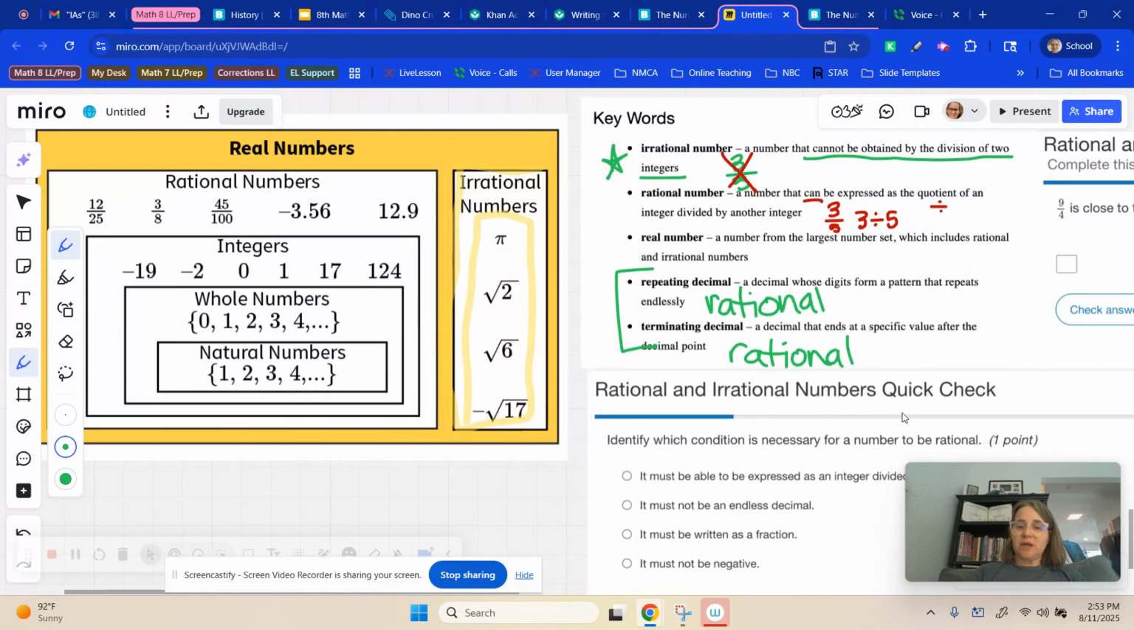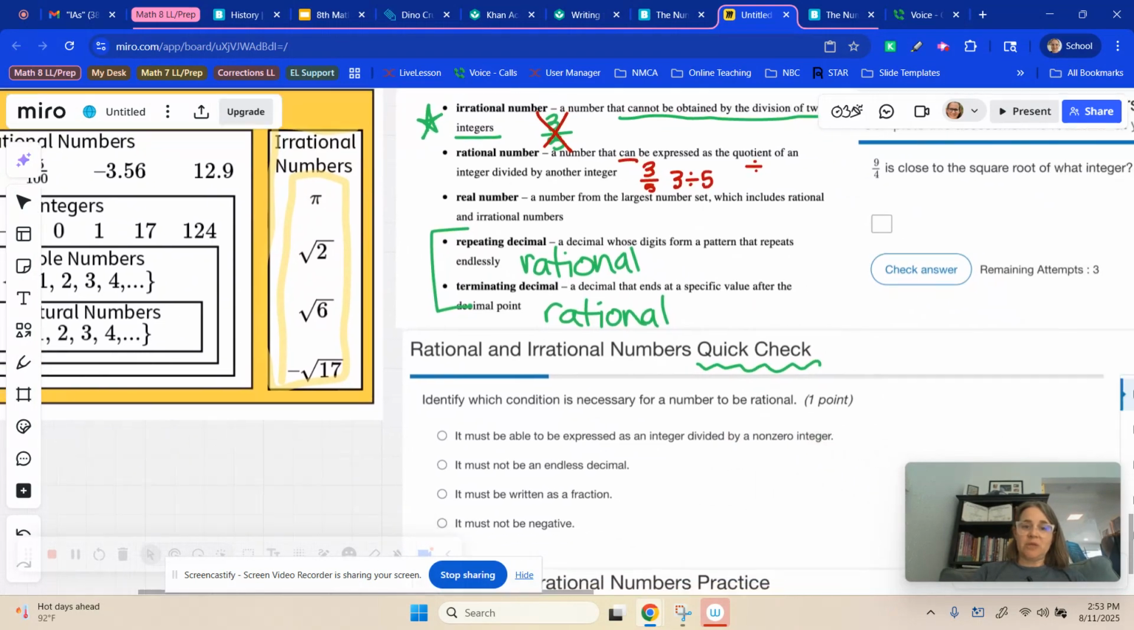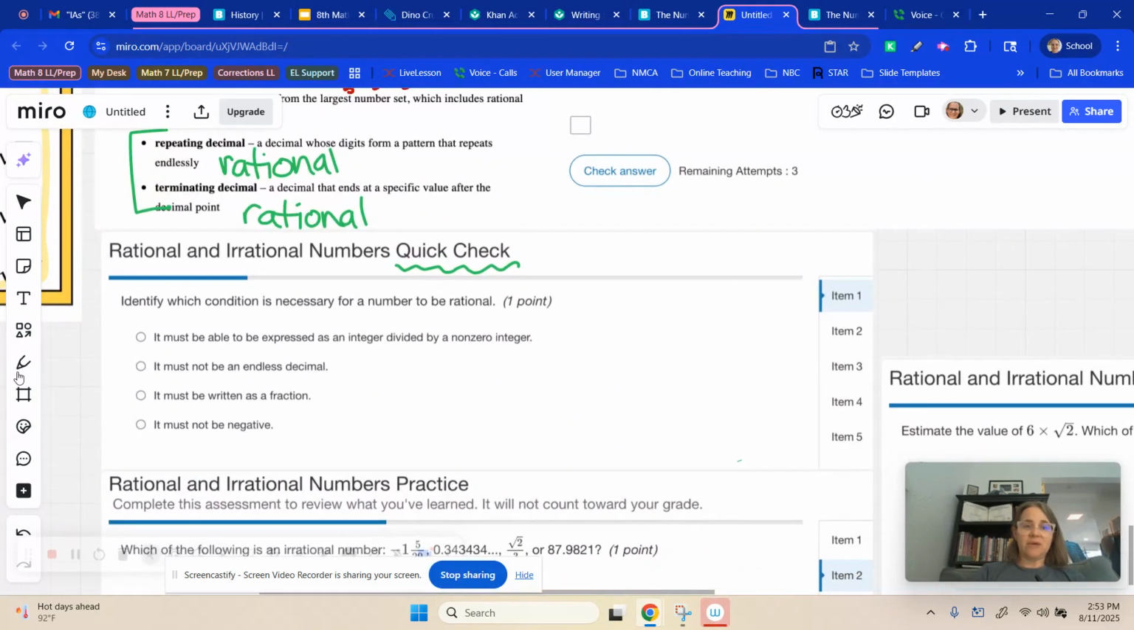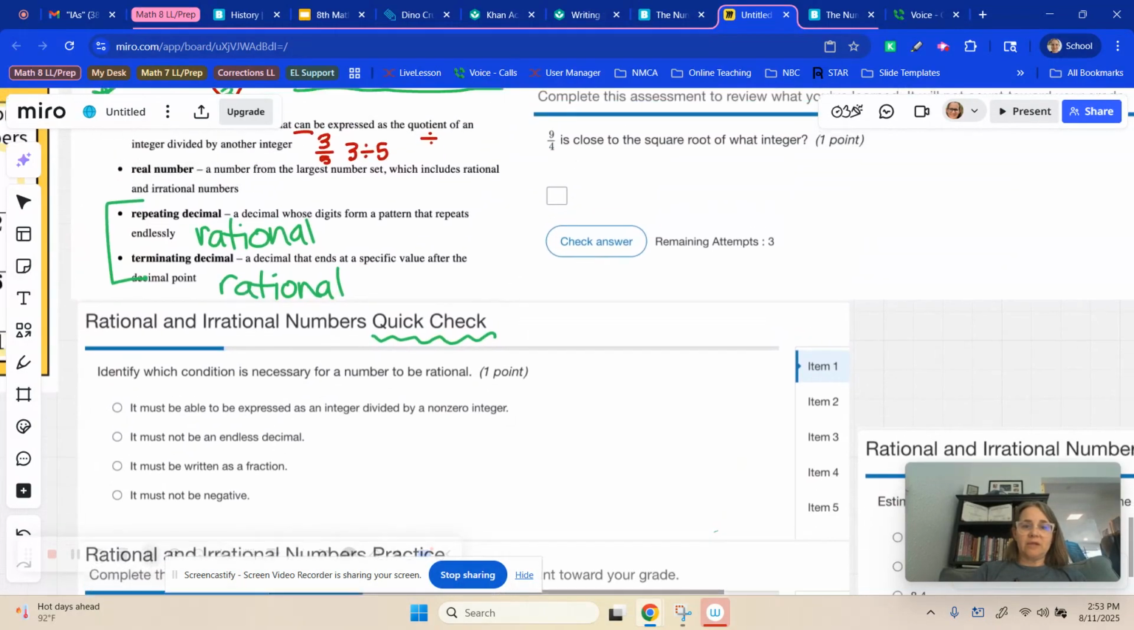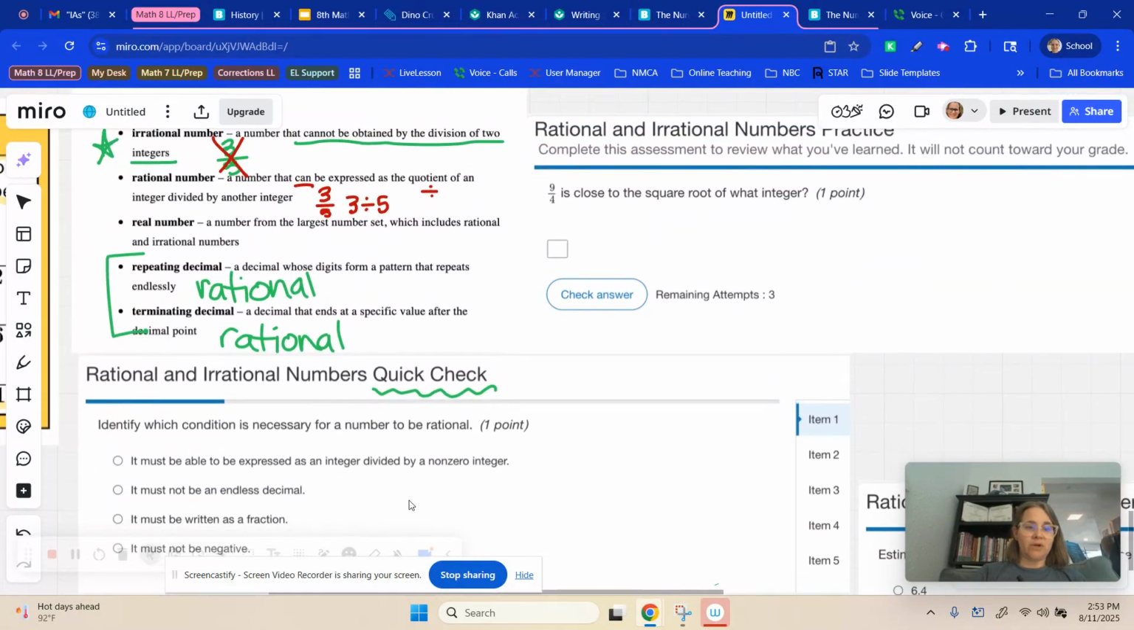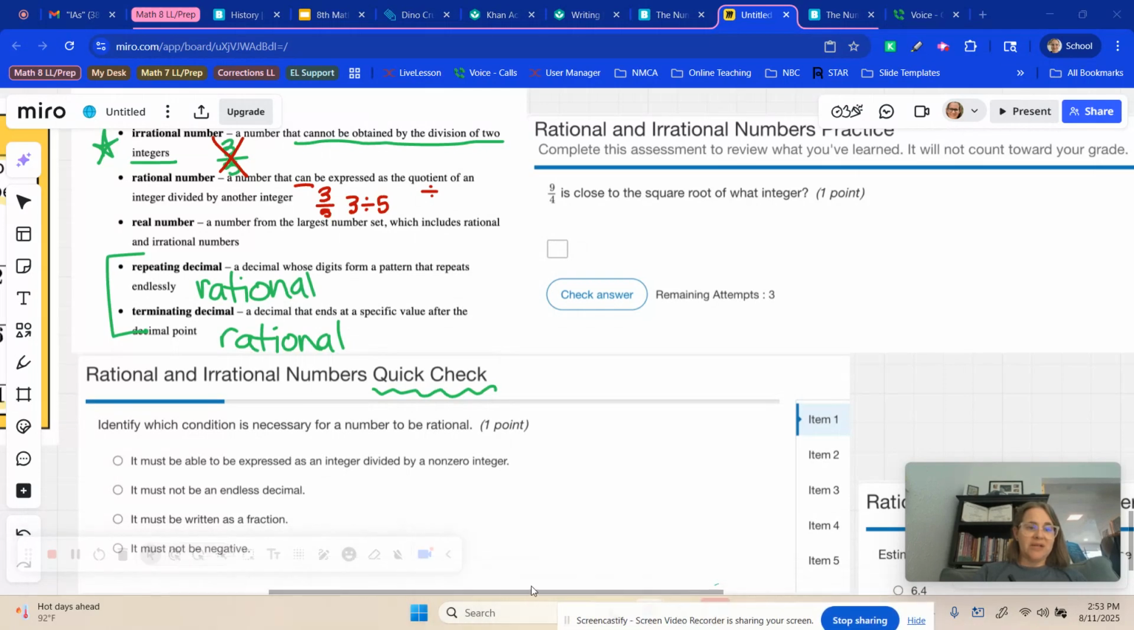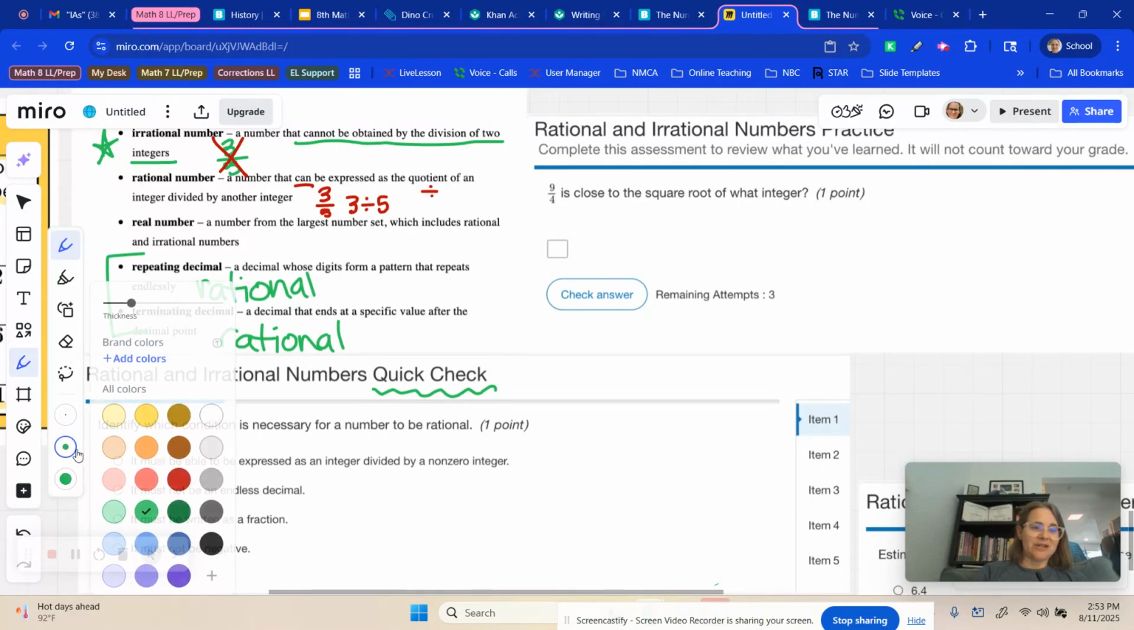So look at this problem from your quick check. This is yours. This is free math. So it says, identify which condition is necessary for a number to be rational. This is some pretty fancy wording here that they have. So I'm just going to break this down a little bit. Let's say it a little clearer.